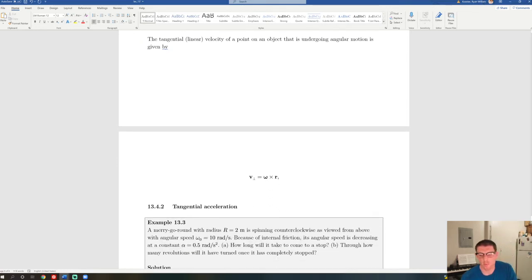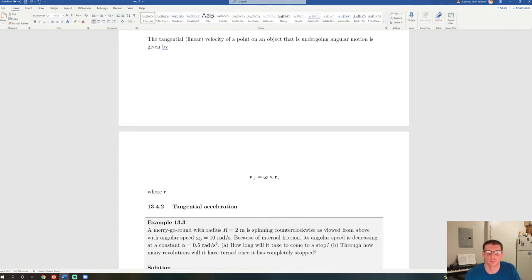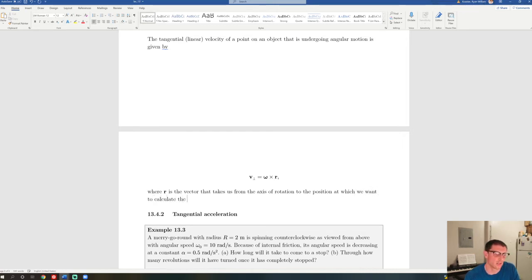And let me just say, I think that we have an idea of what the v denotes and what the omega denotes now, but the r I just want to specify is, r, not in bold, is the vector that takes us from the axis of rotation to the position at which we want to calculate the tangential velocity vector.